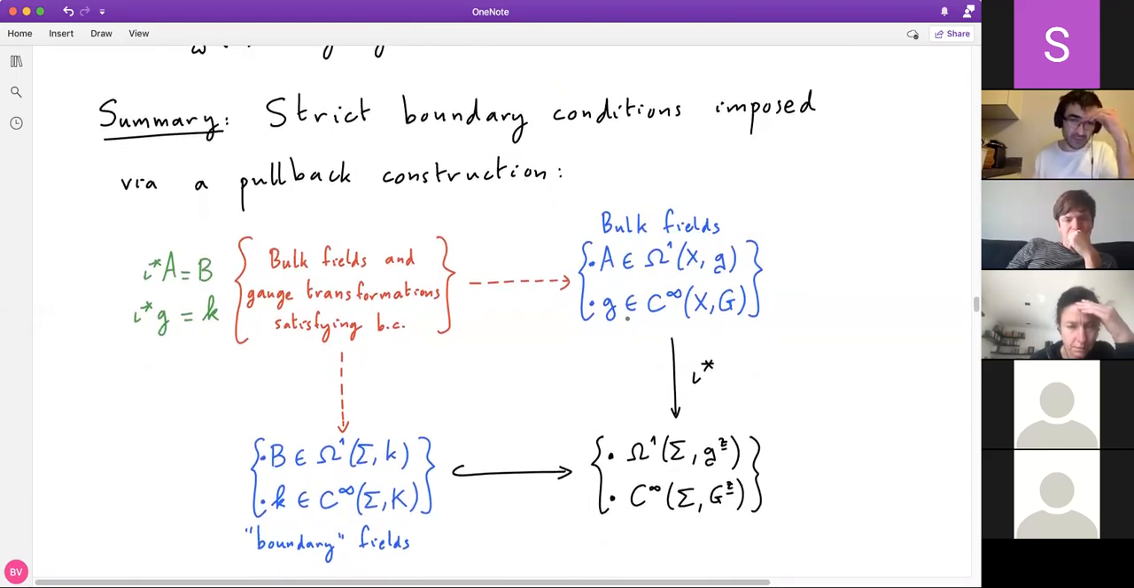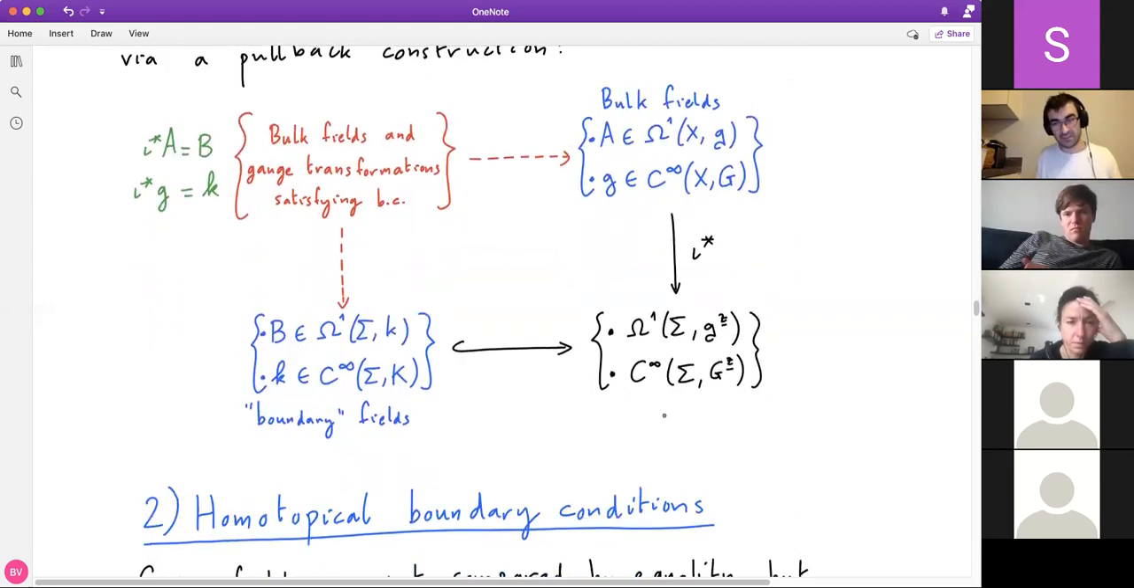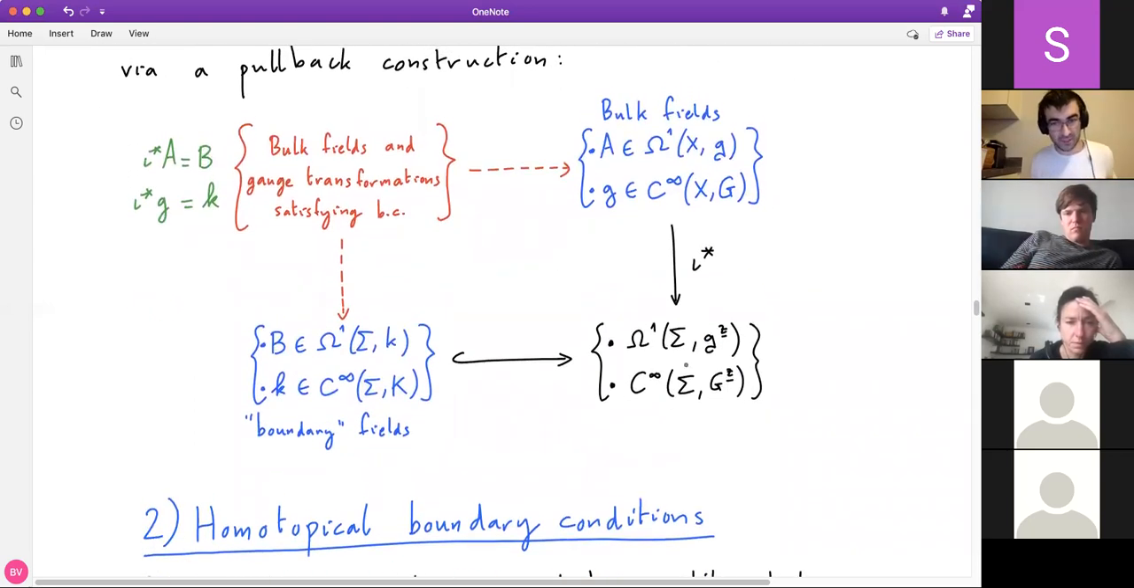Mathematically, we can think of this as being imposed by some pullback construction. What we have to start with is some bulk fields. These are gauge field A and gauge transformation parameter G, which are living on all of X and valued in the Lie algebra G. I can take their pullback to the surface defect. As I said, this gives us one forms and functions on sigma valued in the defect Lie algebra and defect Lie group. And what I want them to be is valued in this isotropic subalgebra K or subgroup K.